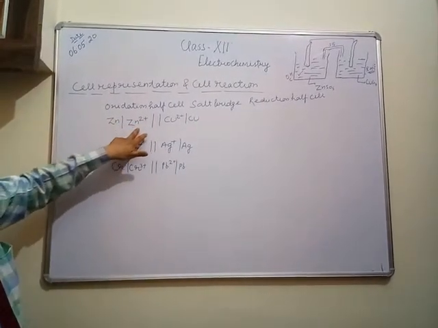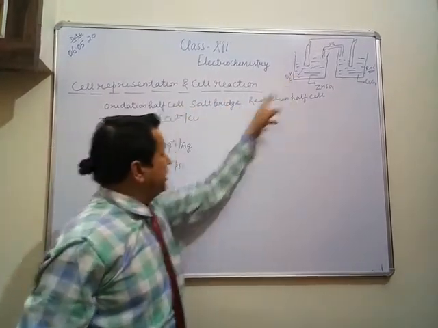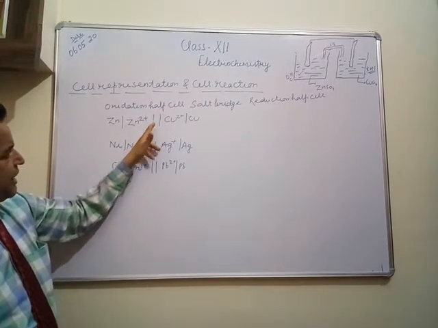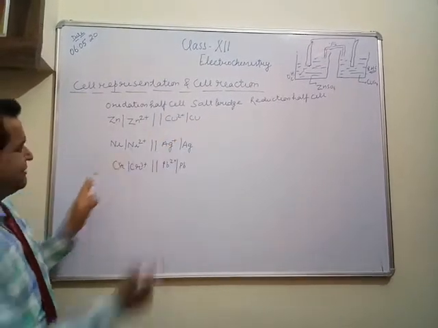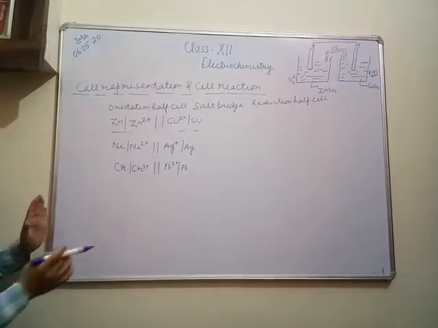Zinc is converting into zinc 2 positive, oxidation is taking place, means this half cell I have shown, and then after that there is the salt bridge. Two parallel lines are the sign of the salt bridge, and here copper 2 positive is converting into copper. This is the cell representation. Very simple it is.